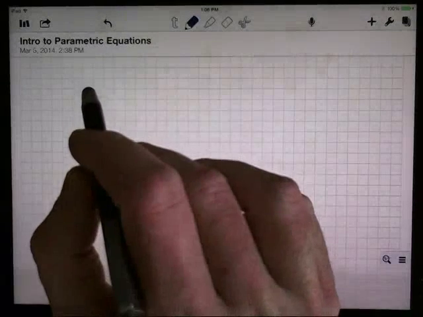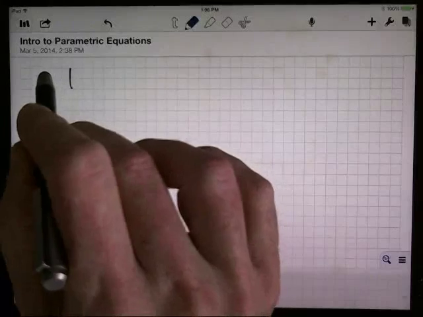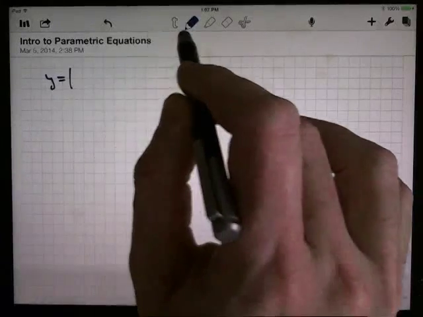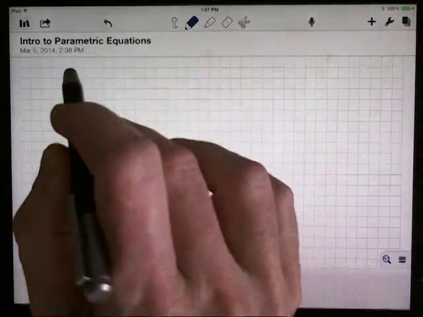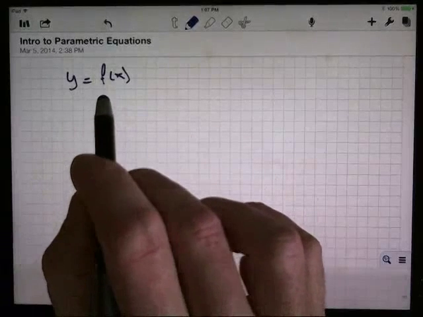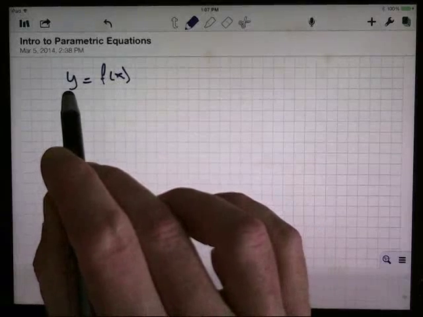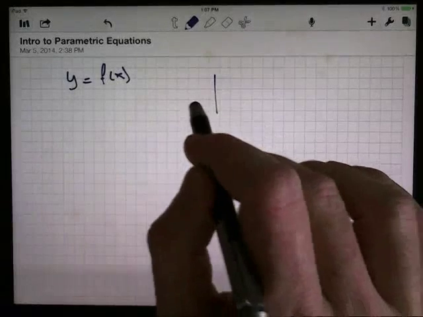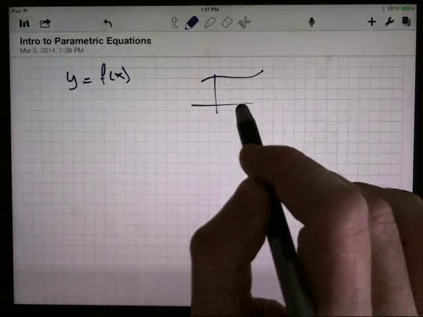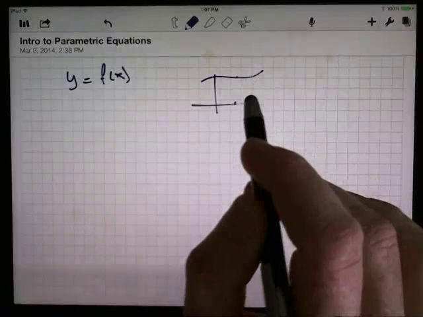Alright, I need to introduce you now to parametric equations. You've been dealing with equations for years that look like y equals f of x. This is not parametric. This is what you're used to. You have an independent variable x, you plug it in, you calculate what y is, right? And you look at graphs that do whatever. For each value of x, there's a y value that you calculate, and that's what the graph looks like.